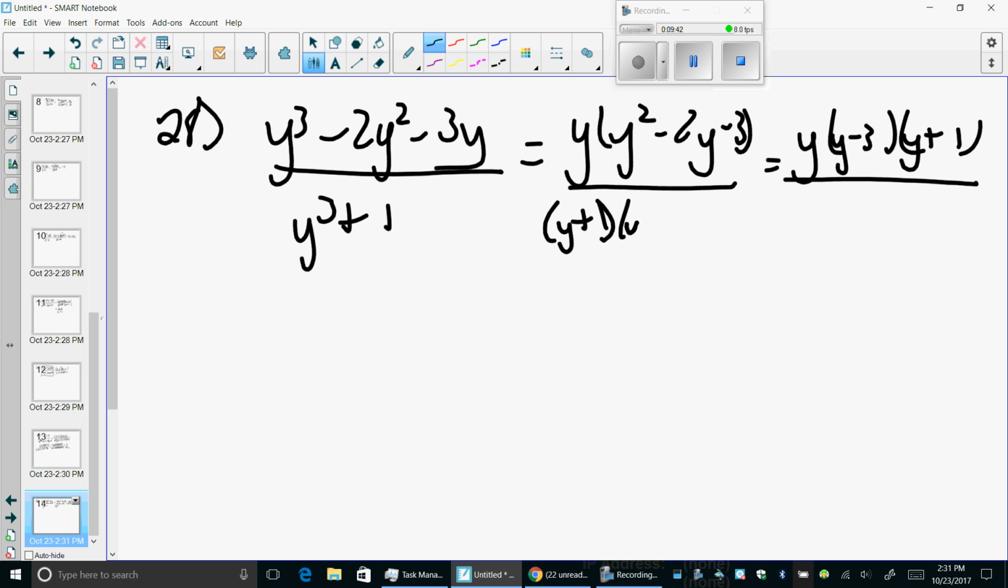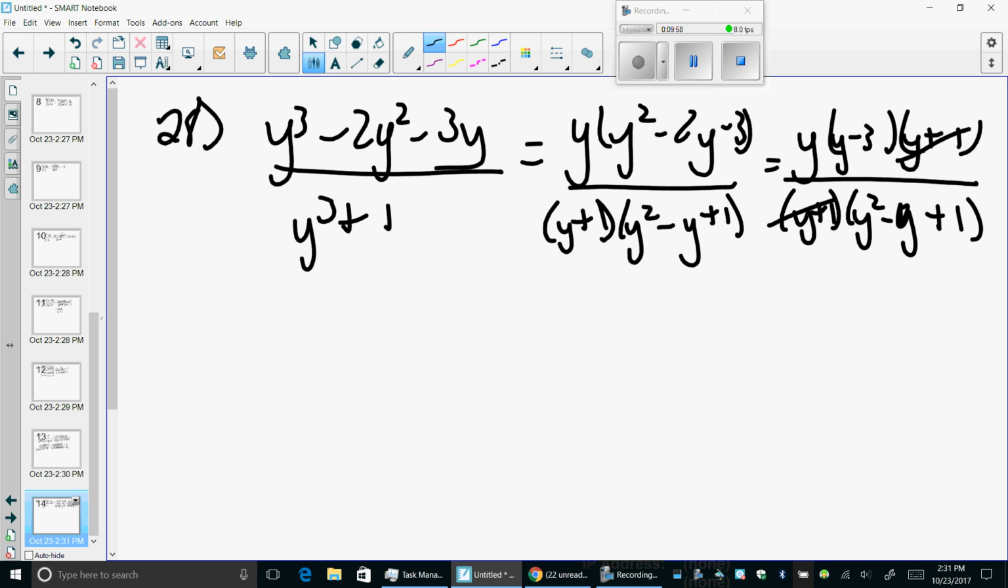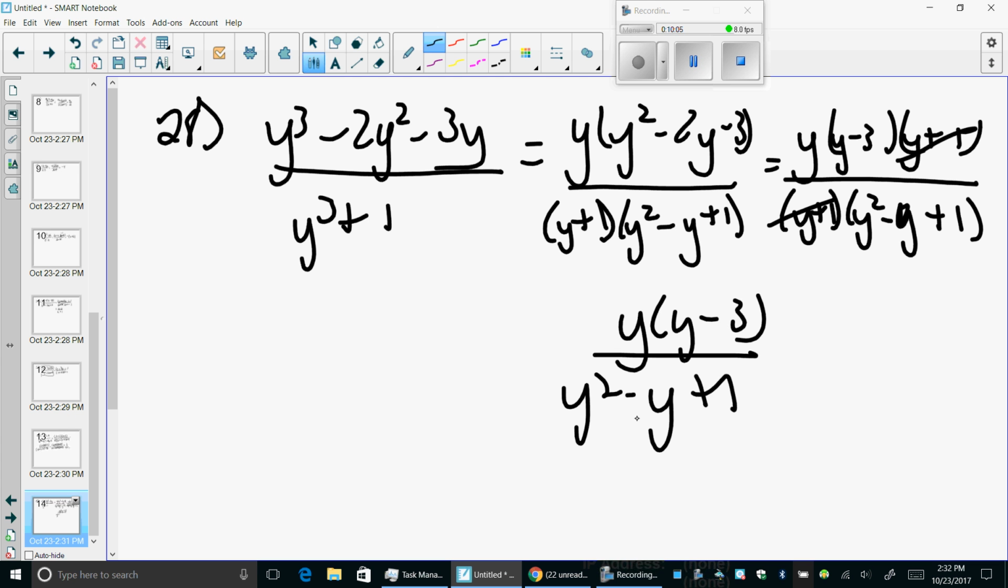And it'd be y squared minus y plus 1. Remember your SOAP method? It's the same, and then it's opposite, opposite sign, and then it's always positive. And you square the first and square the last and multiply them together for the middle. Okay, the y plus 1's cancel. So your answer is y times y minus 3 on the top and y squared minus y plus 1 on the bottom. That doesn't factor.